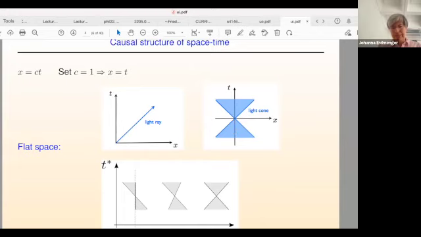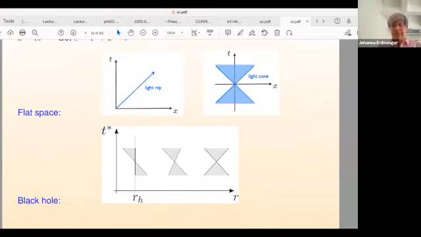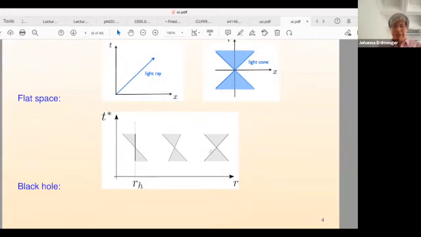This is the causal structure of flat space-time, because if I'm sitting here, I cannot influence any physics that's there, because I would have to travel faster than the speed of light. So I can influence anything that is in this region here, and I'm influenced by anything that's in the past. And also in the future, I can only travel in this direction. Okay, so now what happens for a black hole?